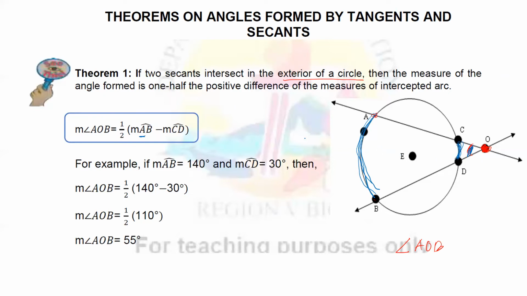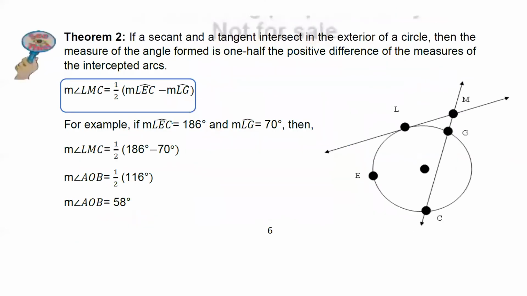So for example, AB is 140 degrees, CD is 30 degrees. What is the measure of the angle? So 1/2, the bigger arc minus the smaller arc is 110. 1/2 of that is 55 degrees. Meaning, this angle is 55 degrees. You can take a screenshot, but it's also in the module. I'll just explain. Okay, theorem 2.